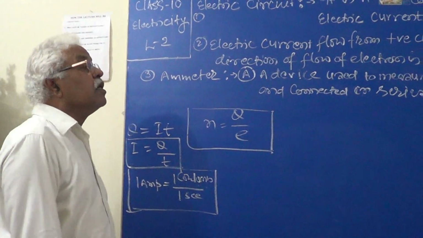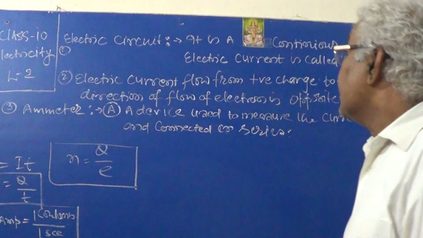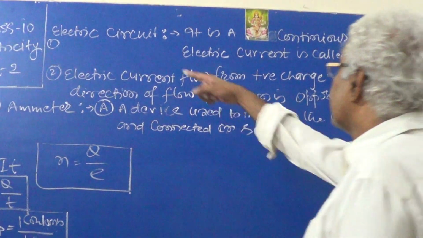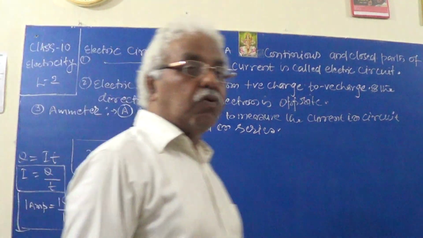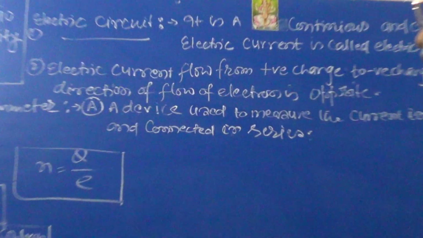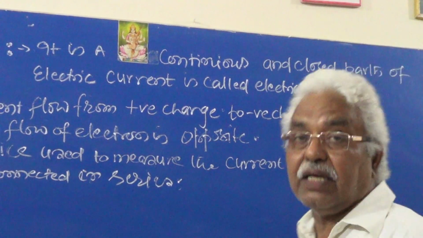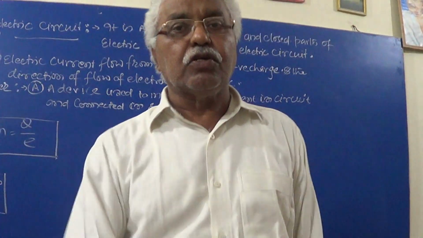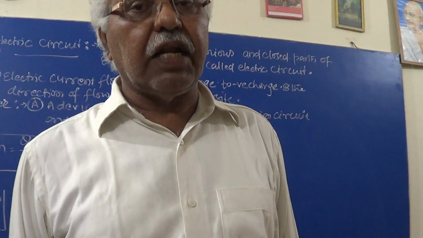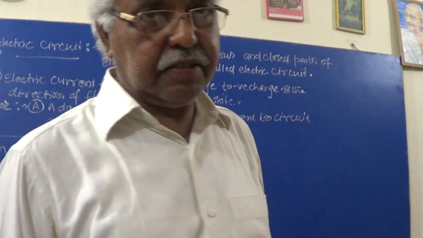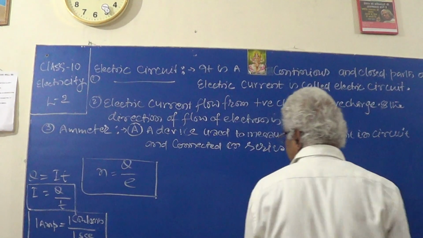Now let me discuss the question we have discussed. For the numericals we have done it for you. What is the first exercise question? What is an electric circuit? It is a continuous closed path of electric current, which includes the ammeter, bulb, electrical wires, etc.